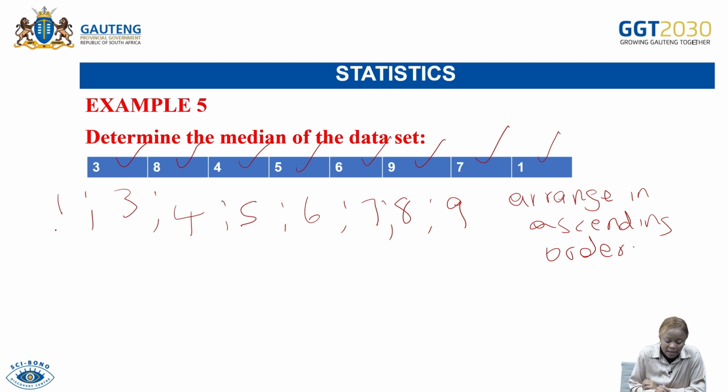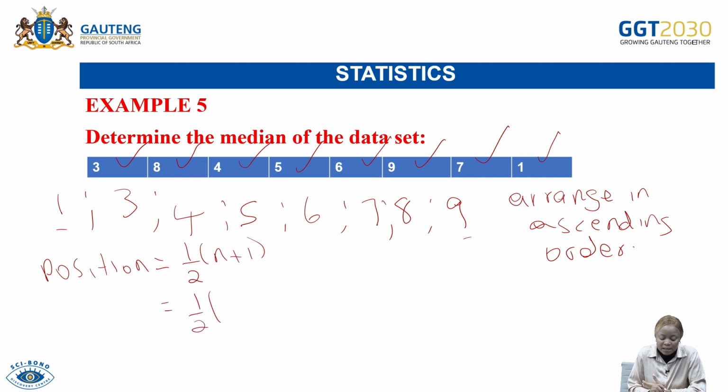So I can just look at my data and find the median, or I can use the position to find the median. So it's up to you. Okay, let's say position is given as 1 all over 2 into n plus 1. So it's 1 all over 2. The number of the data set, you've got how many values here? It's 1, 2, 3, 4, 5, 6, 7, 8. Ne? So it means you have 8 plus 1, which is going to give you 9 all over 2. And 9 all over 2 is going to give you 4,5. So it means you will find your median in position 4,5.